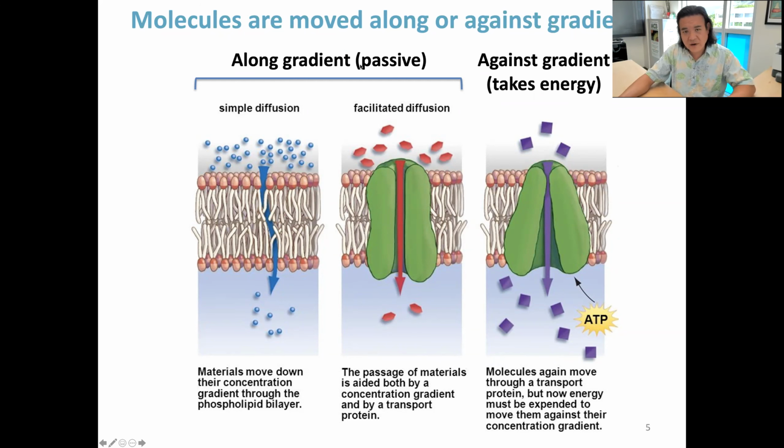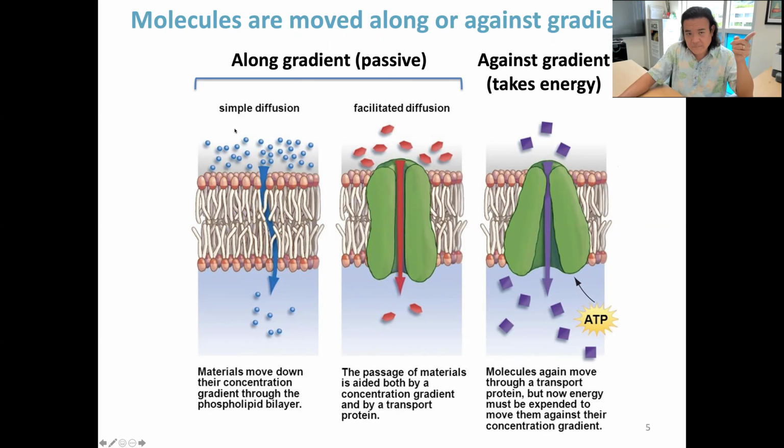So moving along a gradient, we can call that a passive process. You can also say it moves with the gradient. And I think actually the slide that you guys have in the PDF form, I called it moving with the gradient. Same thing, but maybe along is a better way of illustrating that it's going from high to low.